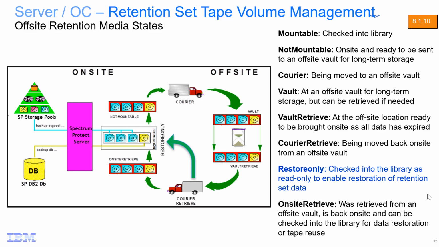We want to leave them in read-only status because we don't want to add any new retention sets to those tapes. Now, all of these states are optional. You can, for instance, go from mountable direct to vault, direct back to on-site retrieve, and the whole process is optional as well. And remember, you can also do all of these commands utilizing your normal DRM scripts.